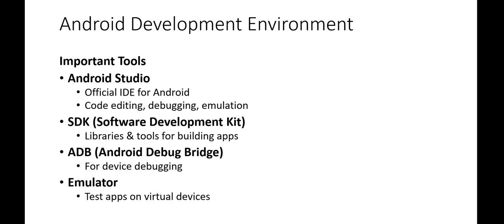SDK: the full form of SDK is Software Development Kit. It provides the libraries and tools for building apps. Next is ADB. ADB full form is Android Debug Bridge. It helps with device debugging. The final one is emulator. It helps to test apps on virtual devices, not on real mobile devices or tablets. Now we are going to see the detailed view of the important tools.